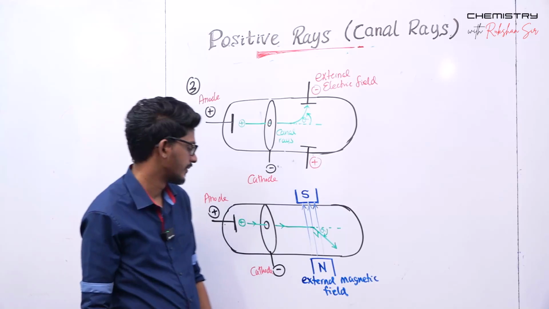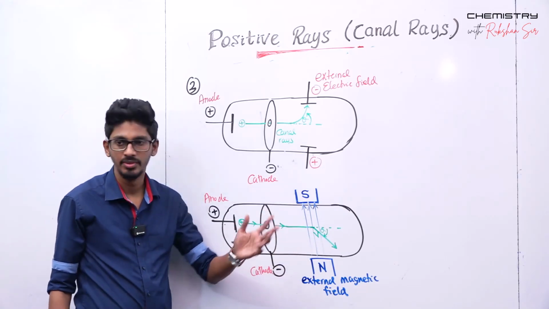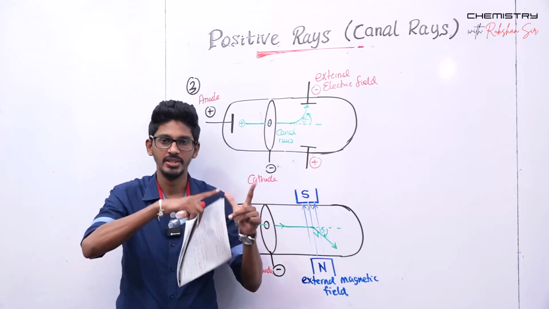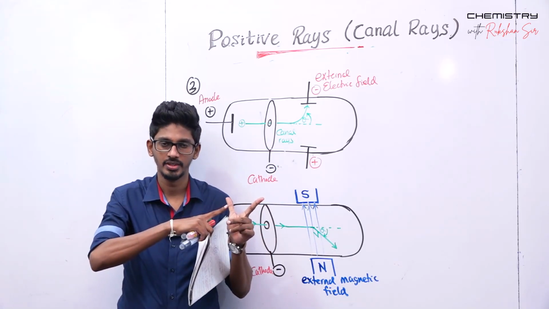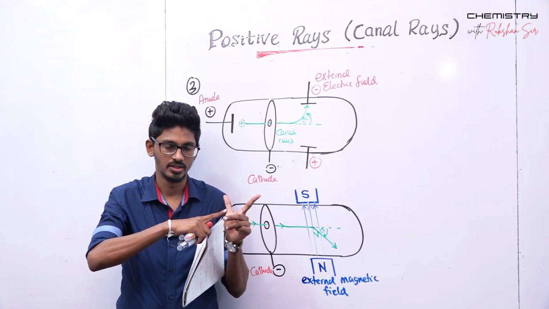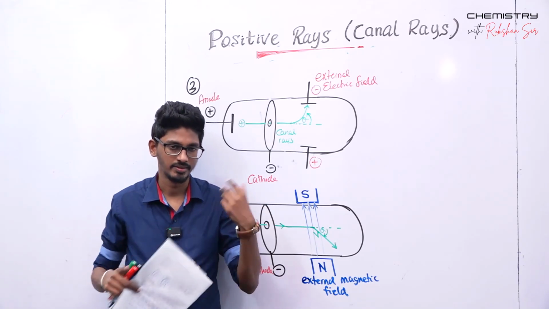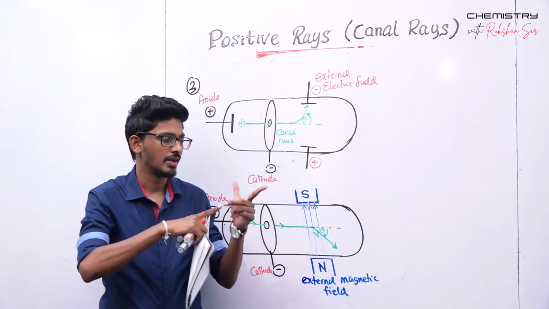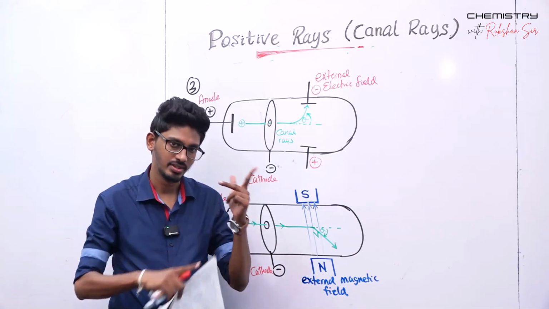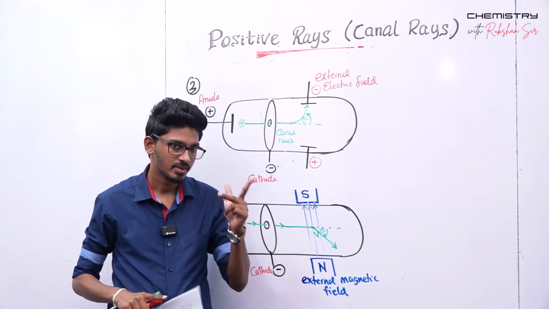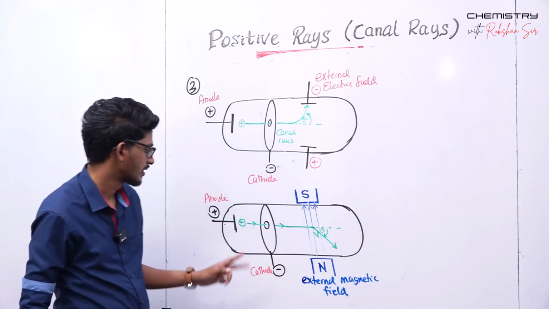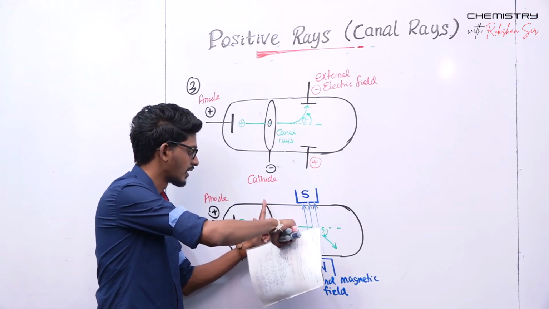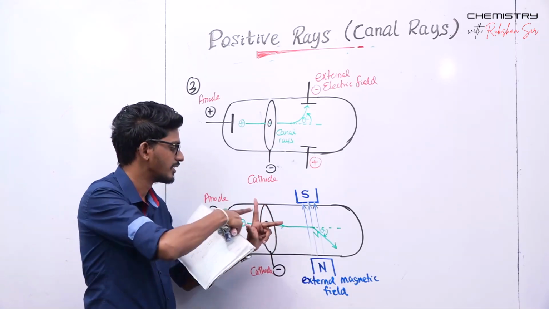So actually you can come up with the direction here by applying Fleming's left hand rule. Let's apply this. Fleming's left hand rule, FBI. F means the force, that is the direction of particle movement. When you are applying force towards that direction, the particles will move. B means the magnetic field, I means the current flow. These are positive particles, so we can apply the current flow like this.